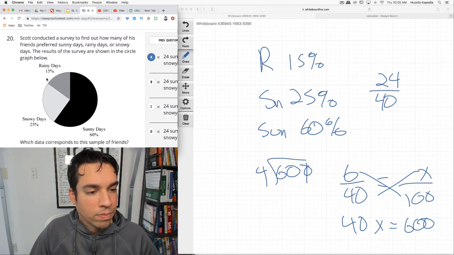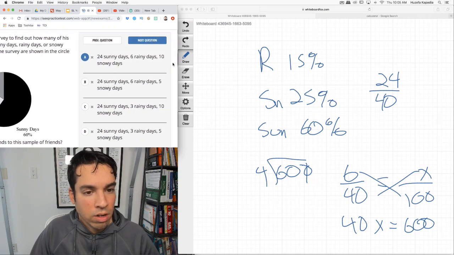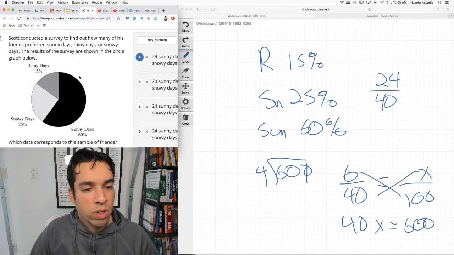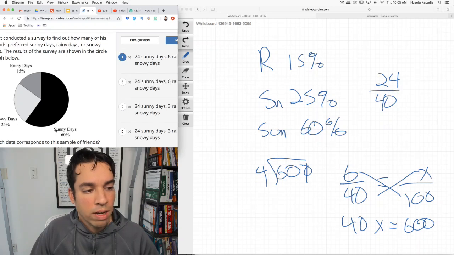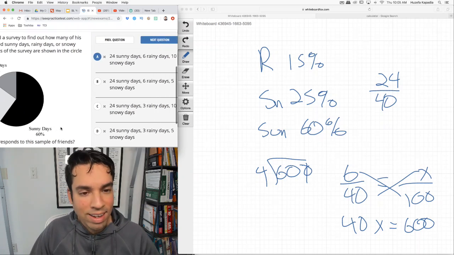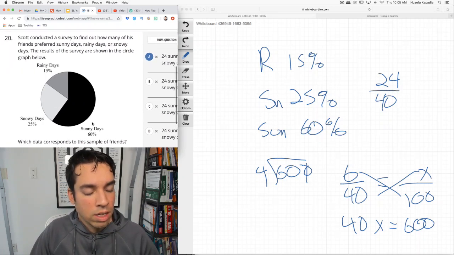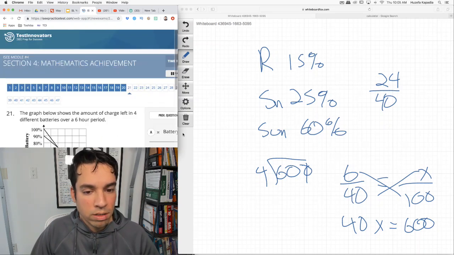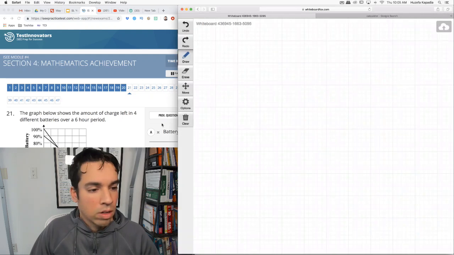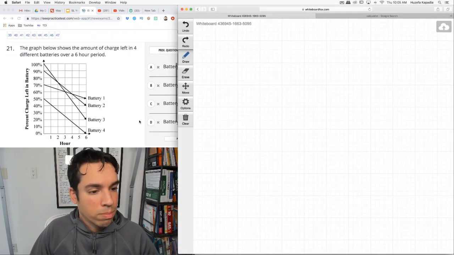Another way we could have done it is I could say, okay, this is 40 days. So 0.15 times 40 is 6, and that's rainy. That makes sense. 0.25, the decimal equivalent of 25% times 40 is 10. Yes, snowy is 10. And then 0.6 times 40 is 24. It works.